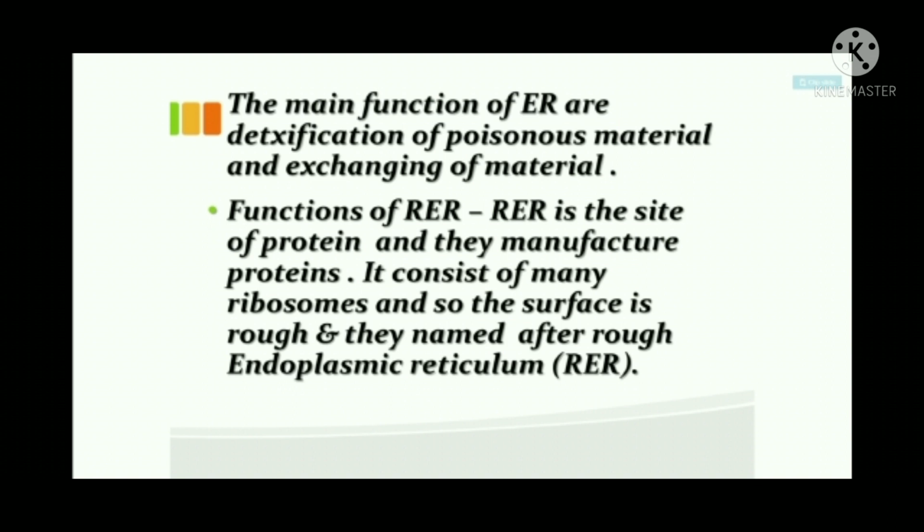Functions of RER. RER is a site of protein manufacture. It consists of many ribosomes, so the surface is rough and they are named rough endoplasmic reticulum, RER. Endoplasmic reticulum, you can see here.